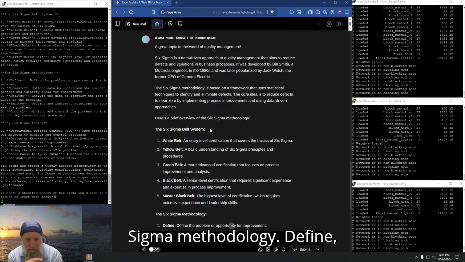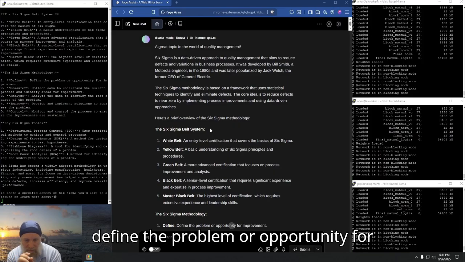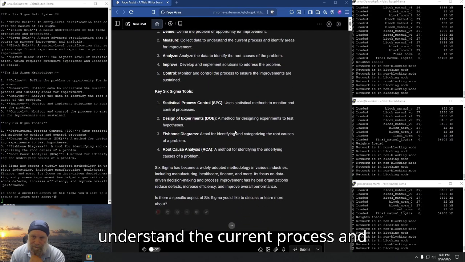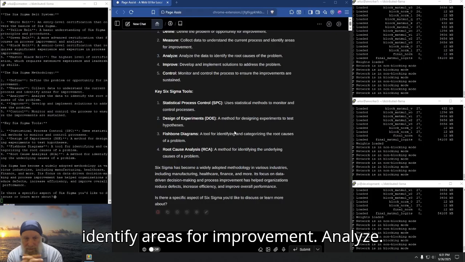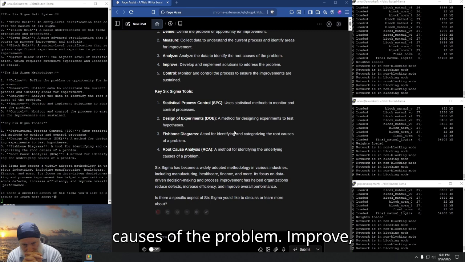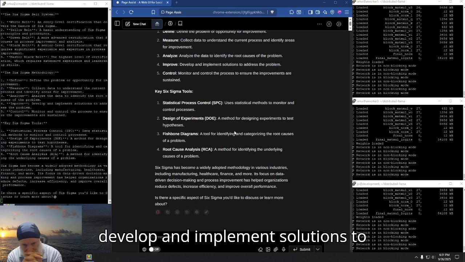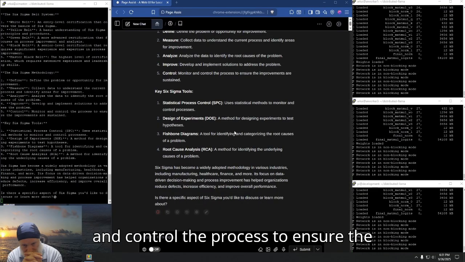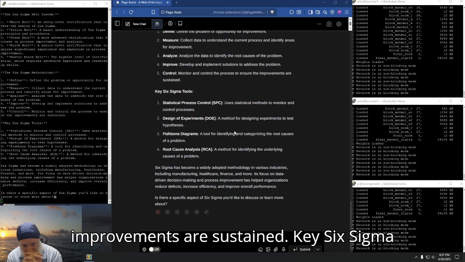The Six Sigma methodology. Define the problem or opportunity for improvement. Measure, collect data to understand the current process and identify areas for improvement. Analyze the data to identify the root causes of the problem. Improve, develop and implement solutions to address the problem. Control, monitor and control the process to ensure the improvements are sustained.